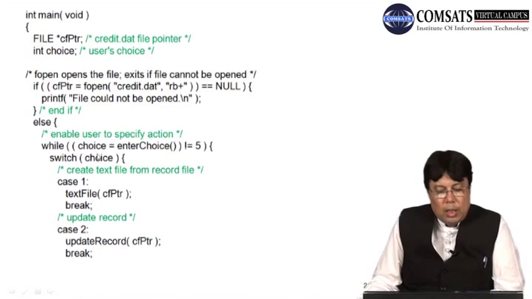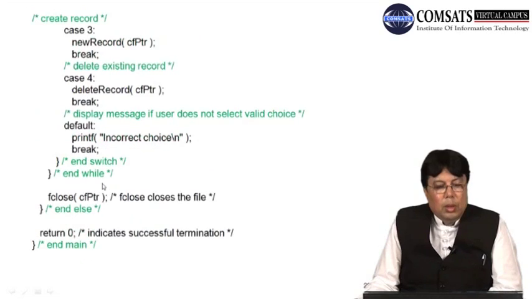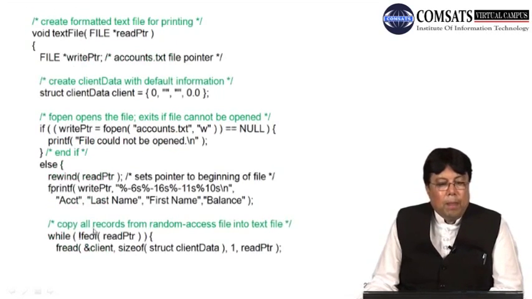The file is open while the choice is not equal to 5. So we can have a choice: case 1, text file, break, case 2, case 3, case 4, case 5, file close and return. Okay, this is the text file that will write; the file is opened with the pointer here.